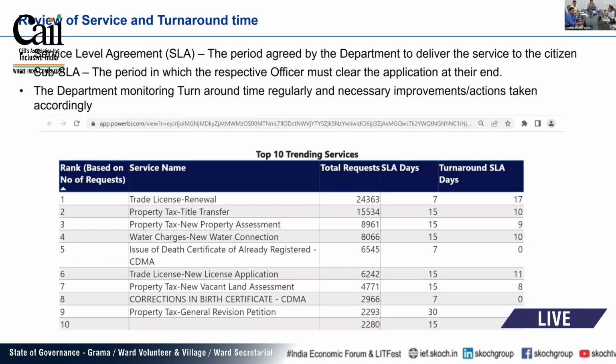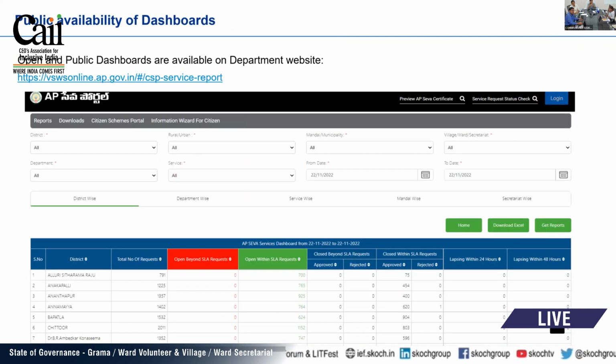Next. So these are some of the SLAs that we have given for some of the major services like trade license, property tax, death certificate, etc. Next. So this is the dashboard. This is open to public. So we can actually go to any district, click on the district, click on the pending beyond SLA module. We can go and find out exactly in which secretariat, which functionary is not working.